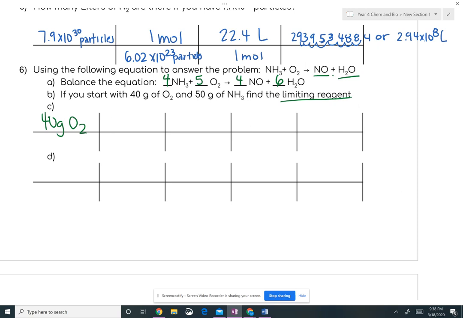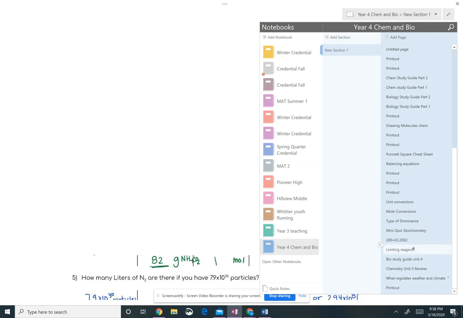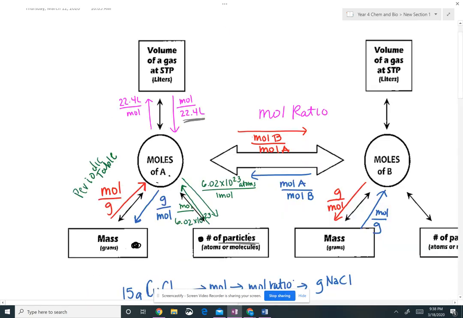So the first thing that I'm going to do is go from grams to moles. A big reason why we are traveling through this is that if you refer back to this map, we're starting out here with our mass in grams, and we have to get all the way to something else in mass in grams, so that we can compare.